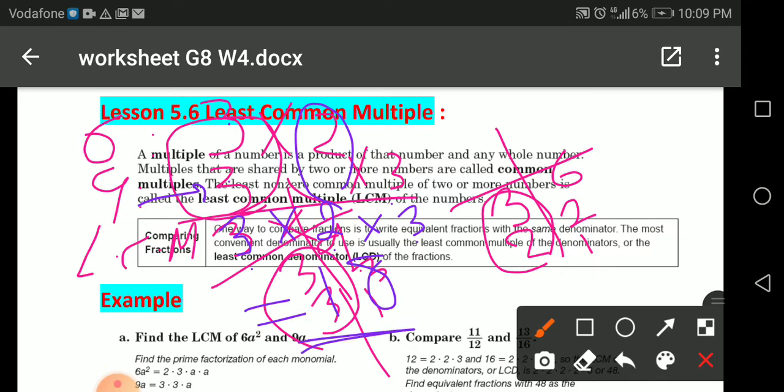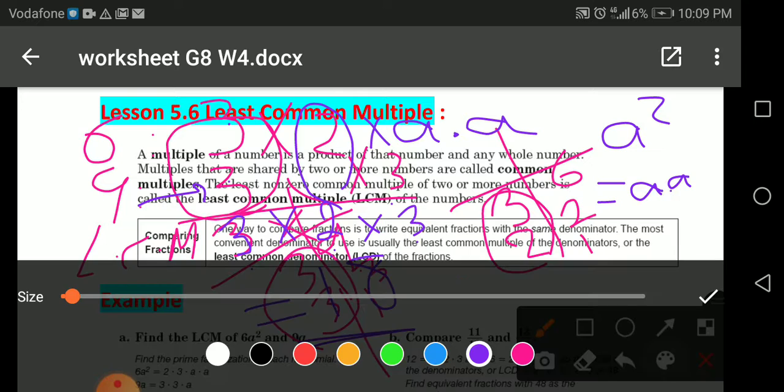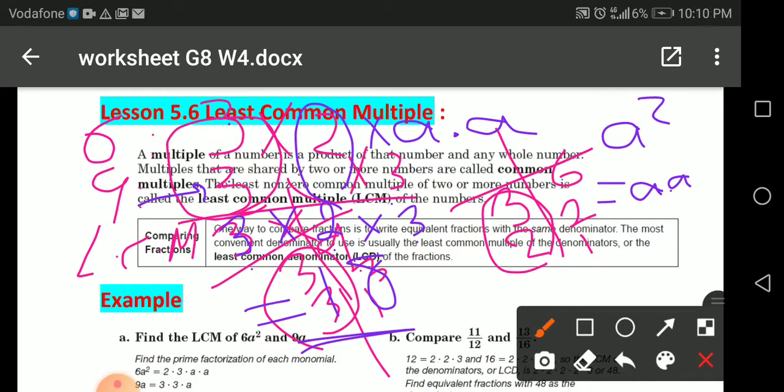So I have here what, guys? 18. Remember, I have here also a new thing called a to the power 2. A to the power 2 means a multiplied by a. So I write here a multiplied by a. Remember to do so, because here we have a new thing called variables. Okay, we are factorizing monomials here.